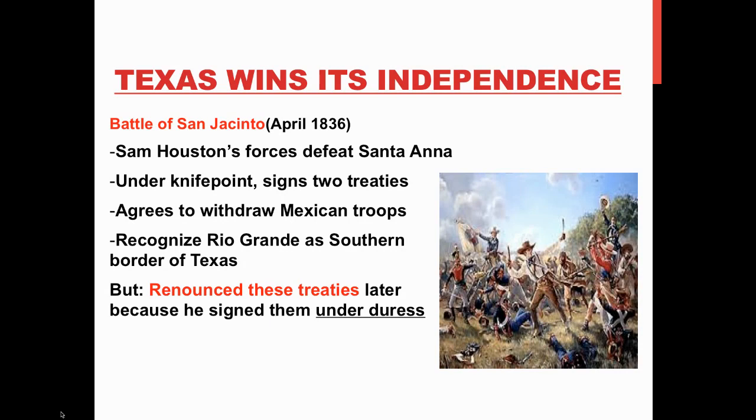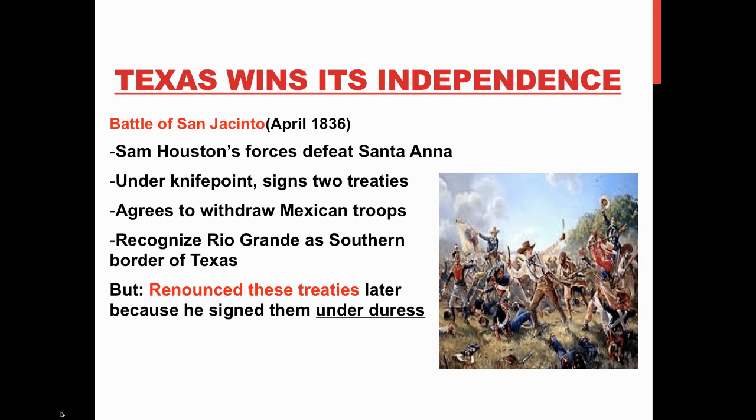They put a Bowie knife up to his throat and say, "You must sign two treaties. You need to, one, recognize Texas independence, and two, you need to recognize the Rio Grande River as the southern border of Texas." Santa Anna has no choice. He's got a Bowie knife to his neck, and he must, in fact, agree to these stipulations.